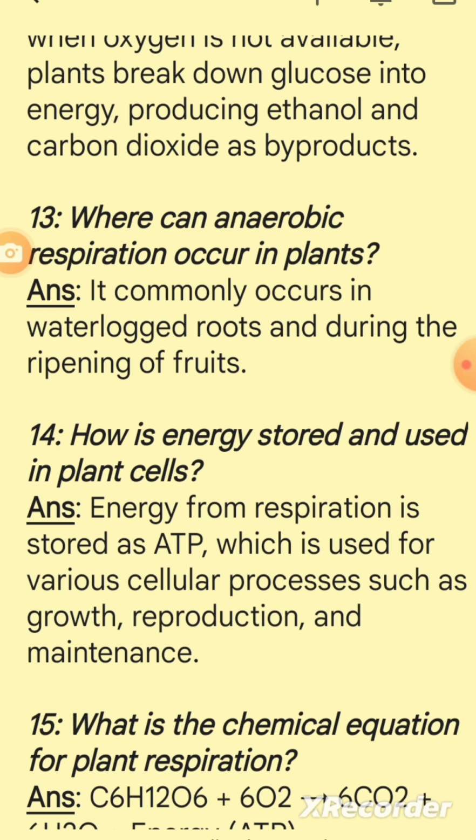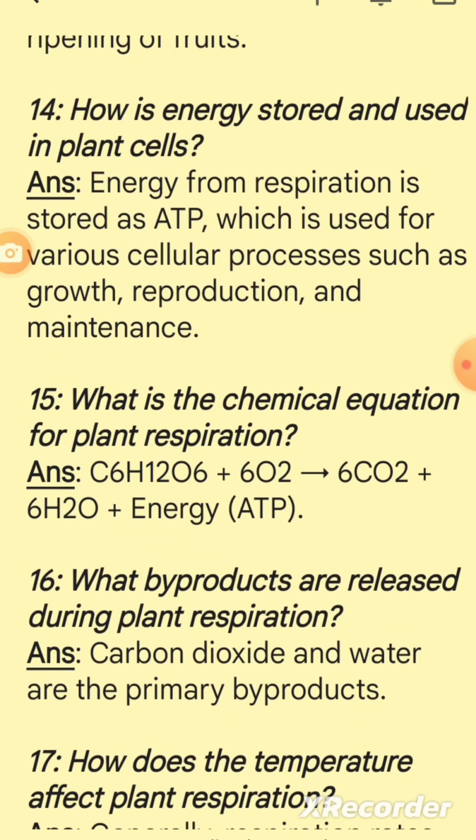Question 14. How is energy stored and used in plant cells? Answer. Energy from respiration is stored as ATP, which is used for various cellular processes such as growth, reproduction and maintenance. Question 15. What is the chemical equation for plant respiration?